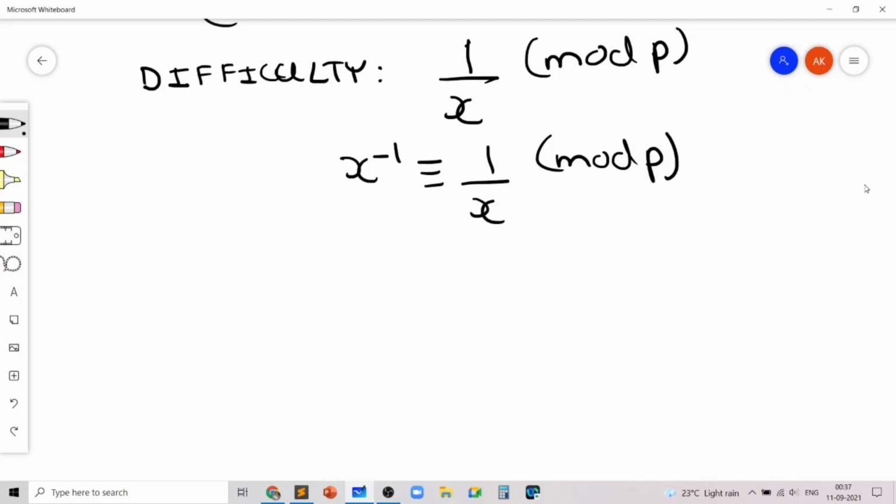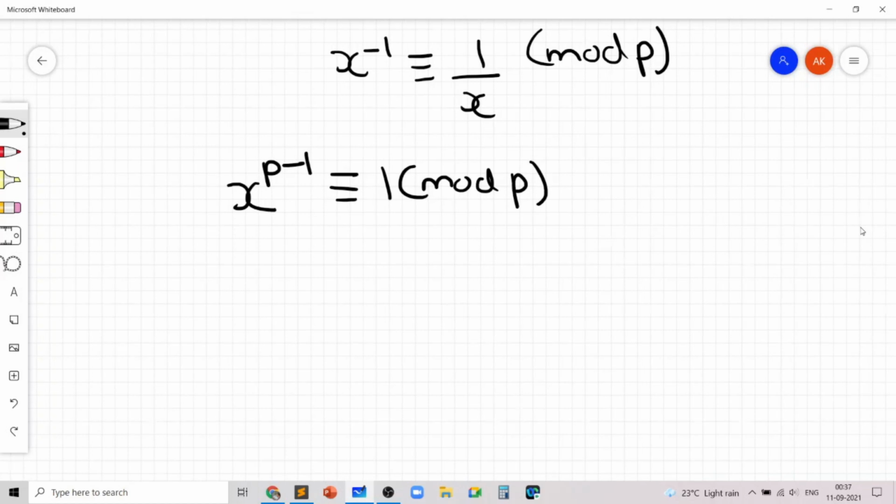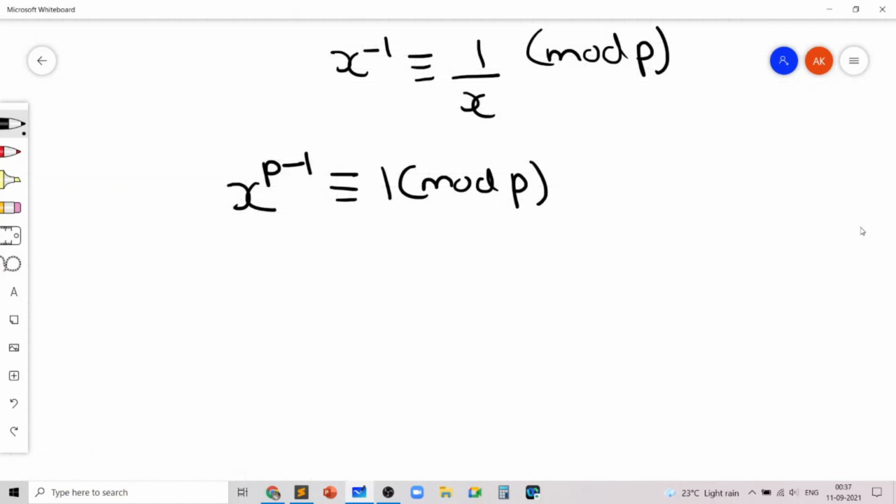Fermat's little theorem basically tells us that x to the power of p minus 1 is congruent to 1 mod p when x is not 0 mod p. So basically this holds for most values of x. When x is 0 mod p, you can clearly see that 0 to the p minus 1 is just 0, which is not 1. So that's a trivial case which is not taken care of in Fermat's little theorem. But otherwise, this holds for any x and any prime number p.